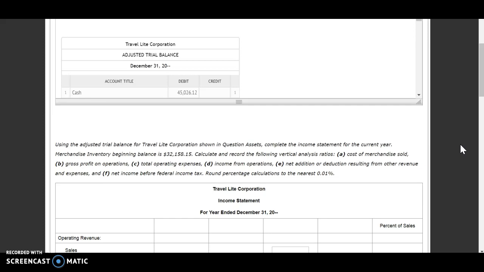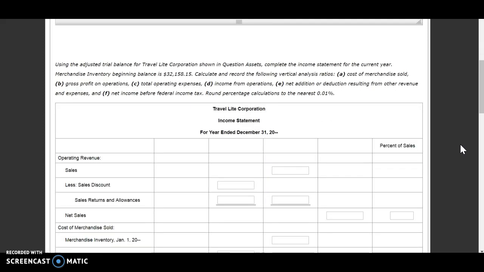Merchandise inventory beginning balance is $32,158.15. We need to calculate and record the following vertical analysis ratios: cost of merchandise sold, gross profit on operations, total operating expenses, income from operations, net addition or deduction resulting from other revenue and expenses, and net income before federal income tax. Make sure that we round our percentage calculations to the nearest 0.01%.